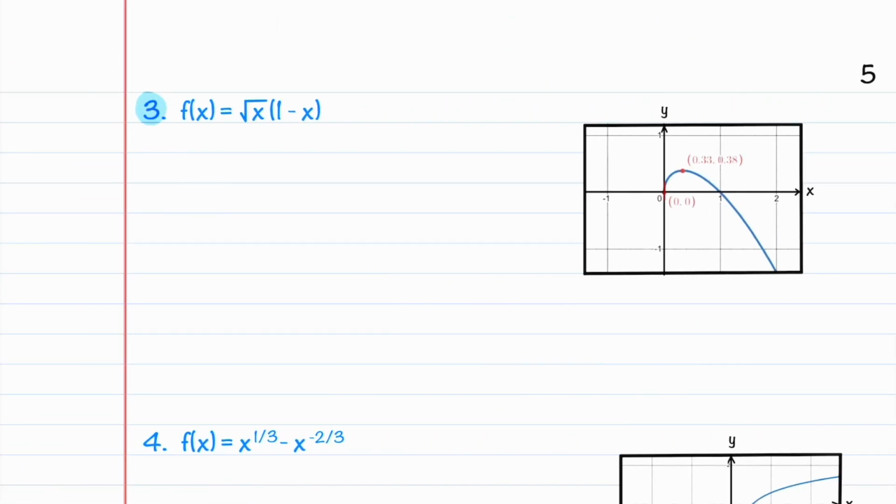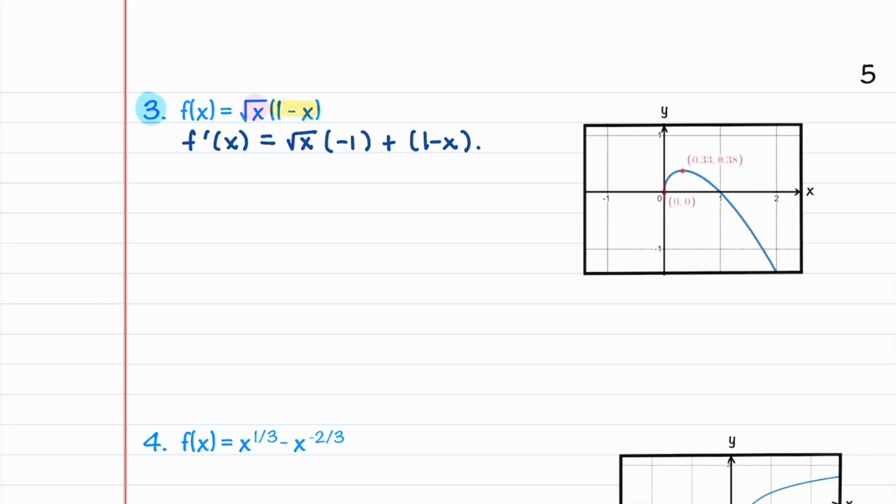Let's look at our third example. Our function f of x is equal to the square root of x times 1 minus x. We're going to begin by taking the derivative. F prime of x is equal to, now we have to realize that we have to use the product rule. We have a first function and a second function. So our derivative is the first function, which is the square root of x, times the derivative of the second function, which is -1, plus the second function, 1 minus x, times the derivative of the first function.